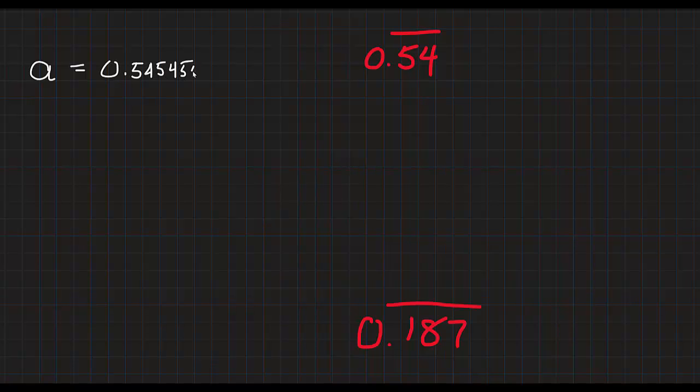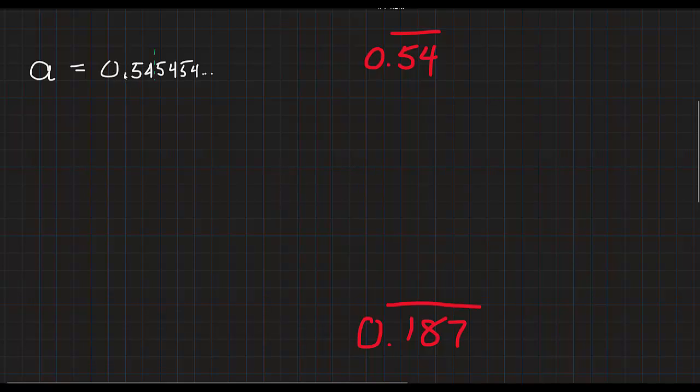A right here is equal to 0.545454 and so on. Well, let me ask you, what is the point where the first repeating section stops? Right here, because then it goes back to the 5 and keeps repeating 5, 4, 5, 4, 5, 4.